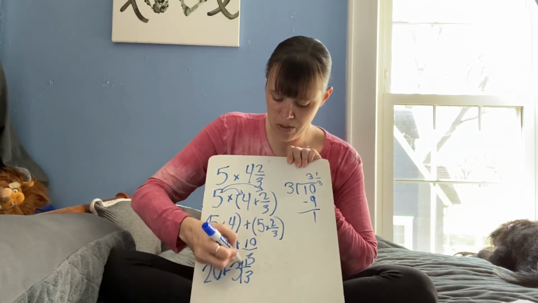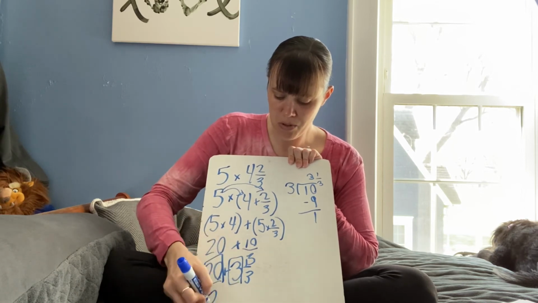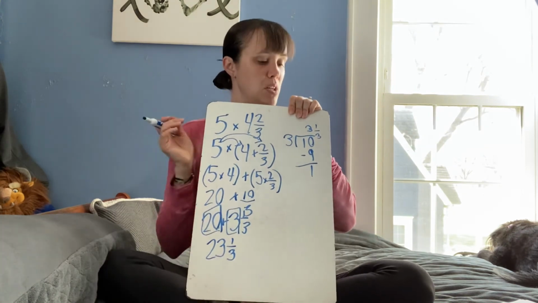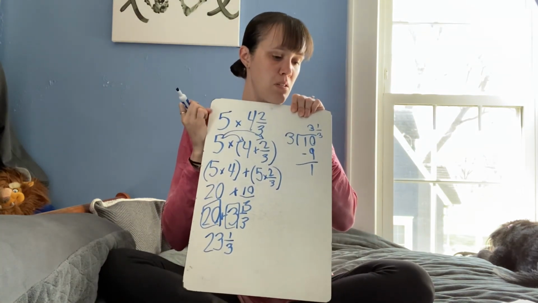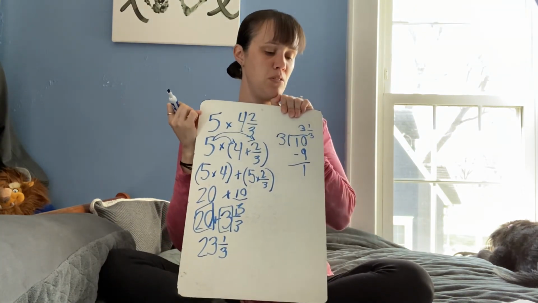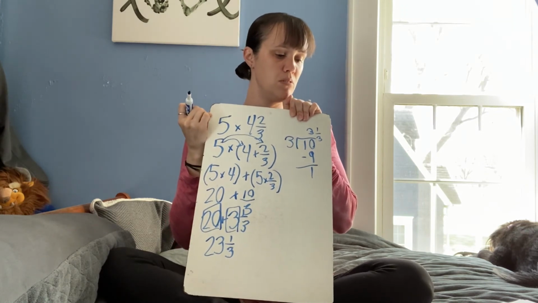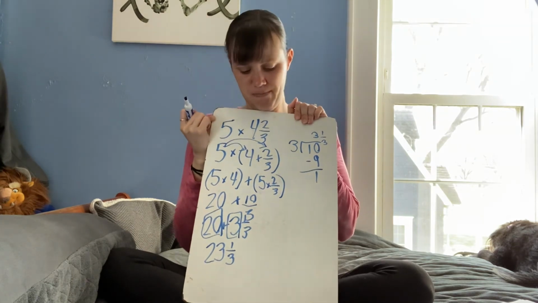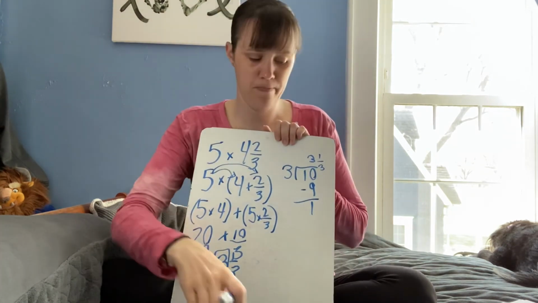Sorry, that's a little close. Add our whole numbers, 23 1/3. Now, your answer statement should be, Sasha needs 23 1/3 feet of ribbon for the costumes. See, that wasn't too bad.